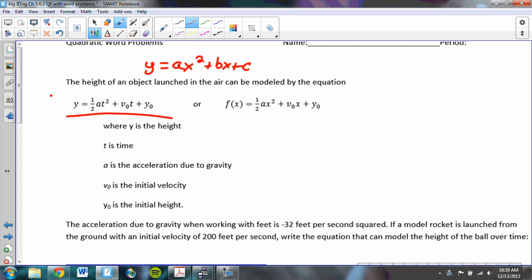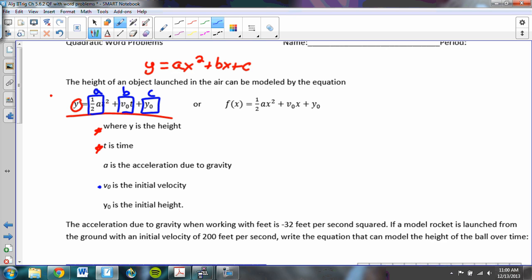First of all, y stands for your height, and t stands for your time. But from there, this 1/2 times a is kind of like the a value of our quadratic. This v naught, when you have a v with a little circle down there as a subscript, we call it v naught, N-A-U-G-H-T. That is your initial velocity. That's basically your b value. And then y naught, which sounds like a question, y naught is your starting height.